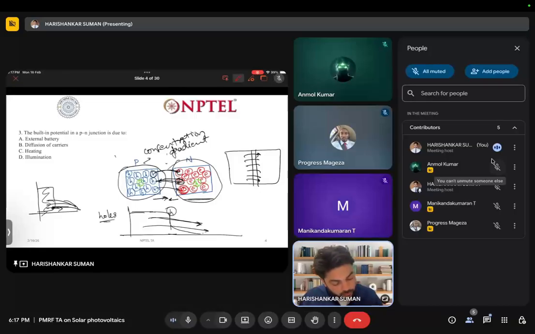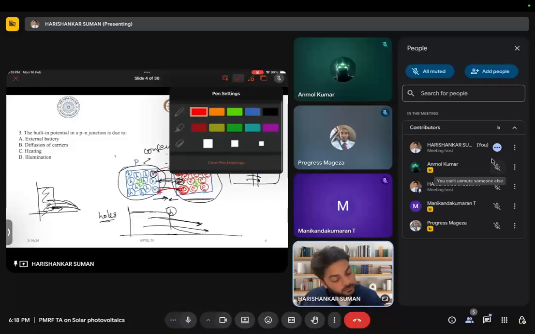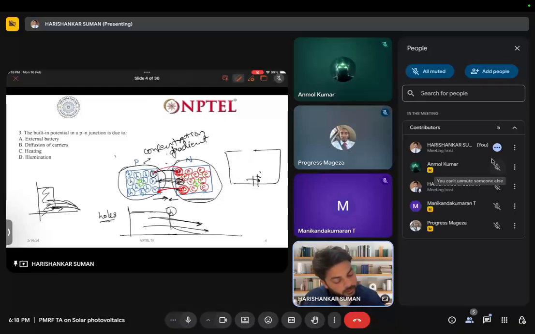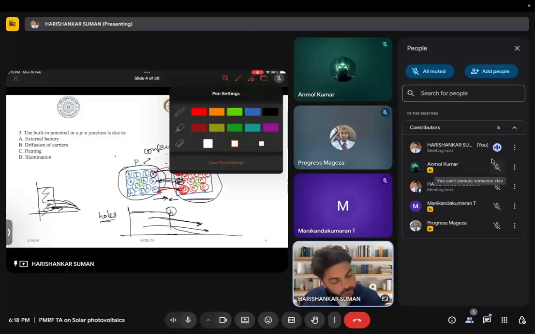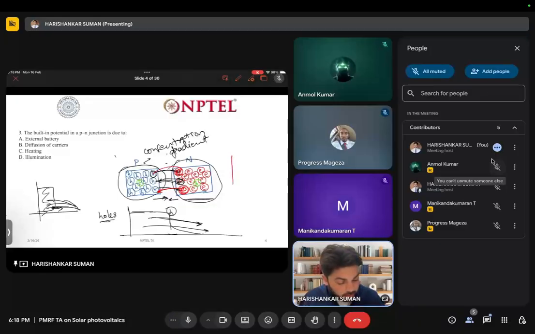Electrons also move and recombine with holes. So what happened at the junction? Please be focused here. If you have p-n junction knowledge, it will be very easy for you to learn semiconductors.